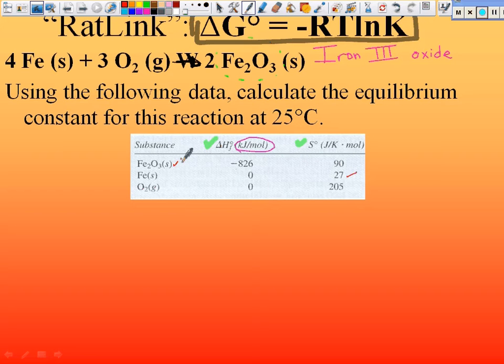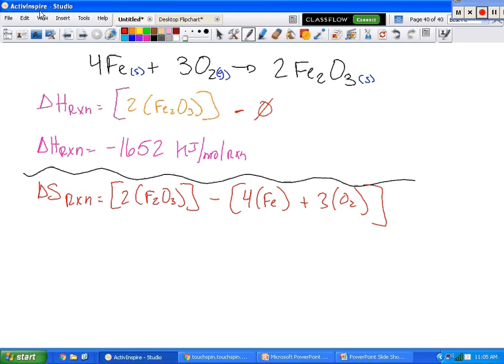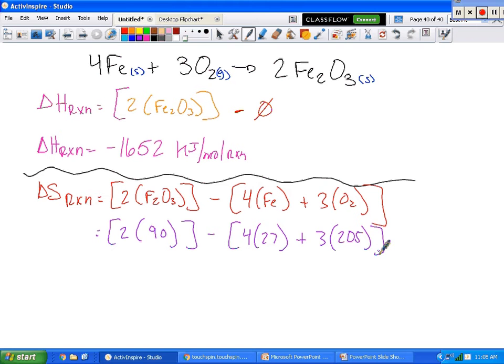Now, when we go back here, help me out because I'm not looking at that sheet. What is the iron 2 oxide? It was 97, right? 90, okay? So 2 times 90 minus 4 times what was iron? 27 plus 3 times what's oxygen? 205. So again, it's not hard, but you just have to do the calculations, and that can get a little cumbersome. Two times the number in the delta H.